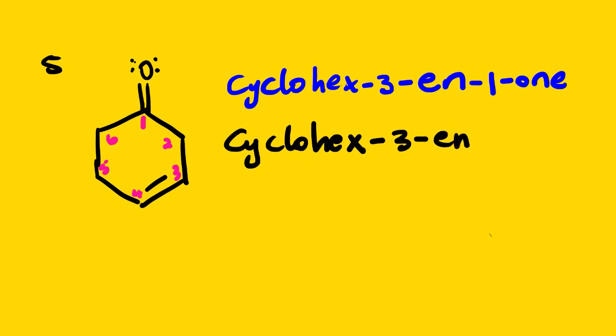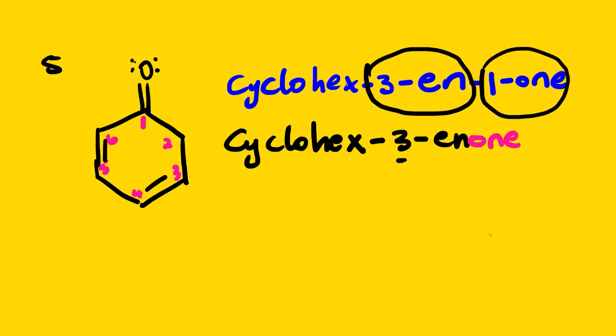Or we can simply say cyclohexane, and then we put our -one. So if it happens that we have a double bond here instead of here, then we know that this number will just change. So this represents the double bond, and this represents the position of the carbonyl group.